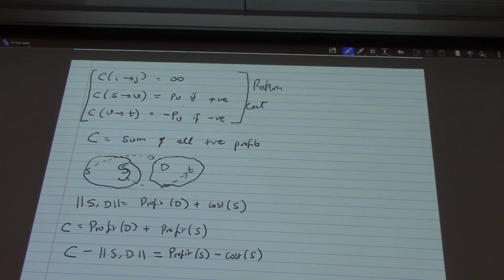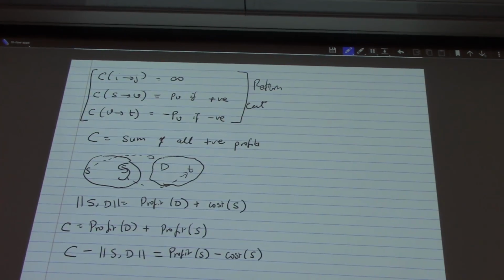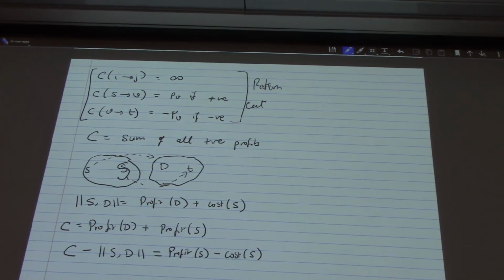You have to say, okay, what kind of tools do I need? Am I doing a flow? Am I doing a cut? How do I set things up? There's a lot of creativity and sort of systematic thinking that goes into this. But this is the higher level template you have to use. Questions?